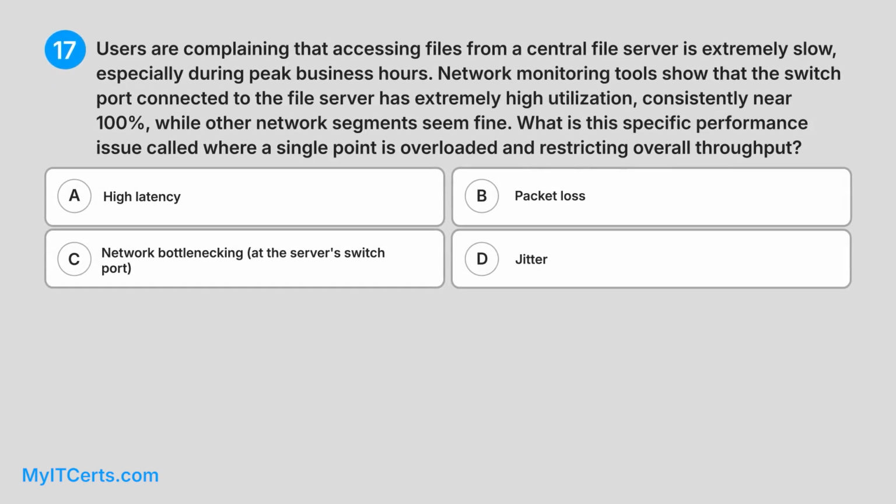17. Users are complaining that accessing files from a central file server is extremely slow, especially during peak business hours. Network monitoring tools show that the switch port connected to the file server has extremely high utilization, consistently near 100%, while other network segments seem fine. What is this specific performance issue called where a single point is overloaded and restricting overall throughput?